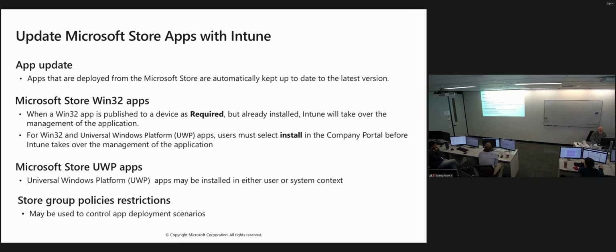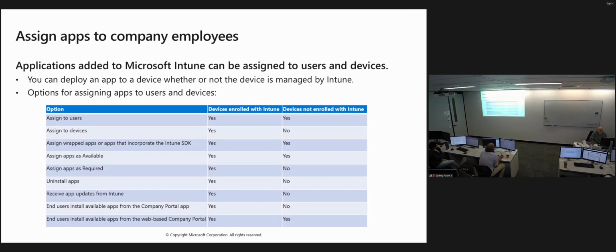How can we assign apps? Assigning apps to our company employees. The application is added to Microsoft Intune, and from there we can assign it to either a user or a device. We can deploy an app to a device, whether or not the device is managed by Intune. If I've assigned it to a user, then the user would be able to install it on their own device. That's what they mean by that. This is a bit of a summary slide of what we can do.